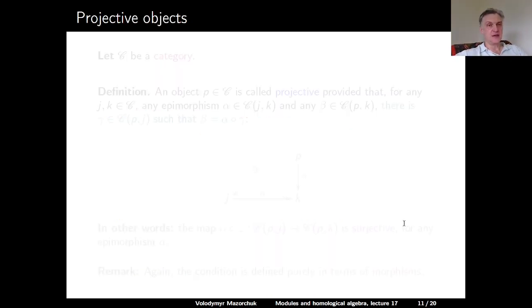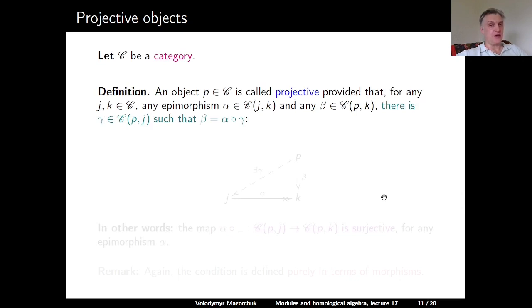Okay, let us now discuss the categorical notion of a projective object. Let C be a category. Definition: an object P in C is called projective, provided that, for any objects J and K in C, any epimorphism alpha from J to K in C, and any morphism beta from P to K, there is a morphism gamma, not necessarily unique, from P to J in C, such that beta is equal to the composition of alpha after gamma. Here is the diagram.